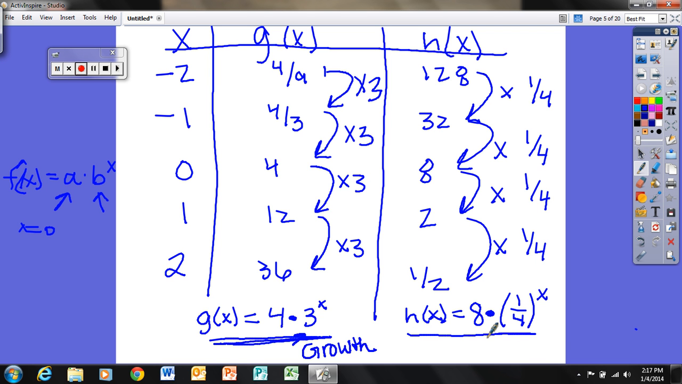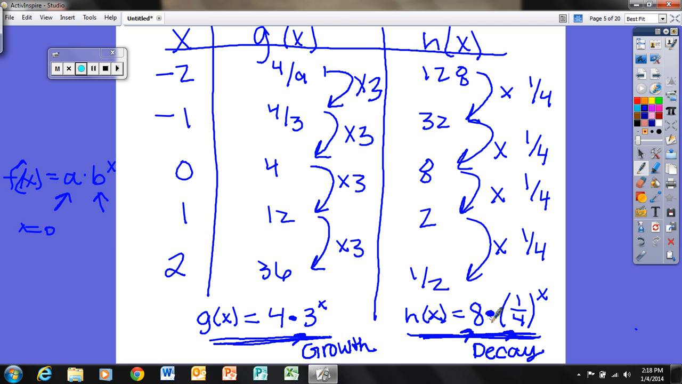Look over here at our second example, h of x. Is h of x going to be exponential growth or exponential decay? Again, a is still bigger than 0 here, but look at our b value this time. b is less than 1. Since b is less than 1, this is going to be exponential decay. In our g of x function, our growth factor is 3. In our h of x function, our decay factor is 1/4.